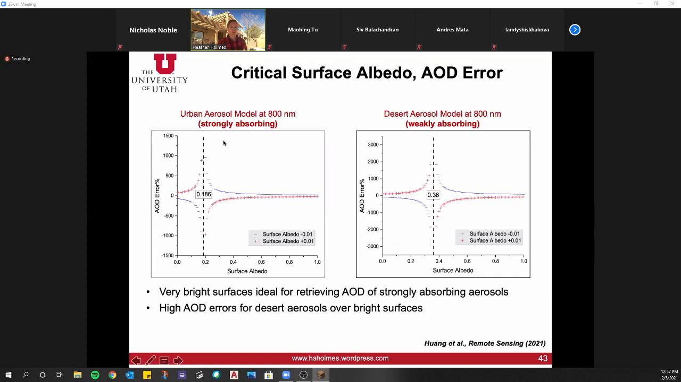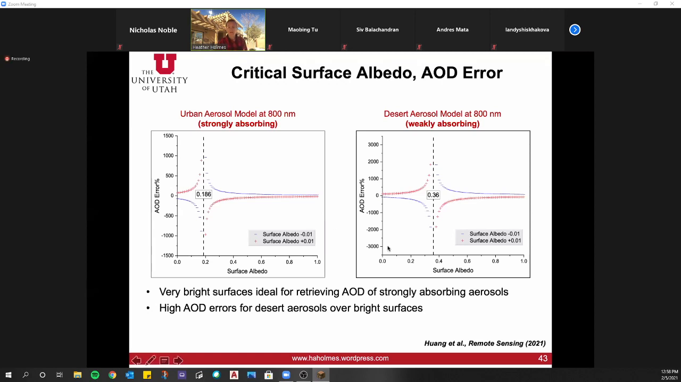And here's just a quick plot showing, using that equation, the critical value. So this is a strongly absorbing aerosol. This would be urban aerosols as an example, with surface albedo on the x-axis, and the AOD error on the y-axis. So as you get close to this critical value, the AOD errors go to infinity. So basically, if you have that value of surface albedo, you cannot detect the AOD value using a satellite.